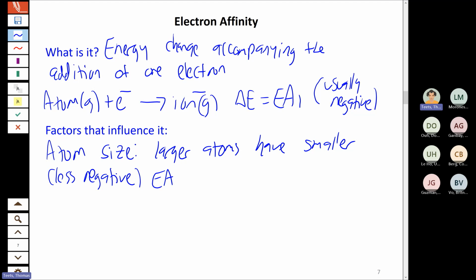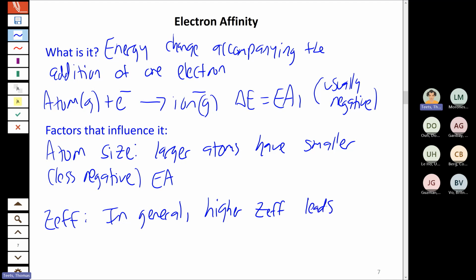So larger atoms tend to have smaller electron affinities, again, because the electrons that you're putting in are going to be further away from the nucleus. They're going to have a smaller attraction to the nucleus. Same argument we've been making in other contexts today. And then as you move left to right and you increase that effective nuclear charge, again, there's exceptions to this, but in general, your higher effective nuclear charge leads to a larger, or what you would say is a more negative, electron affinity. So when we say electron affinity is larger, we mean that it's a larger negative number. We're comparing magnitudes here.